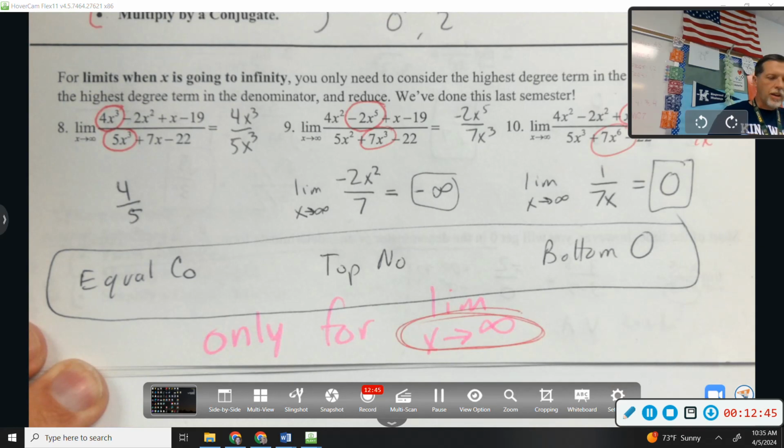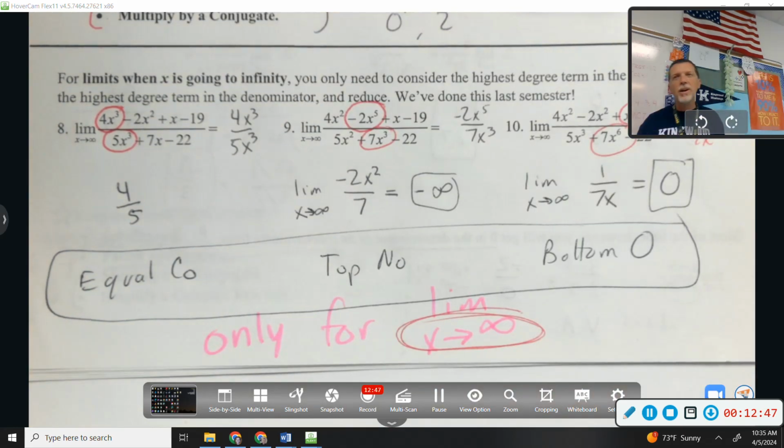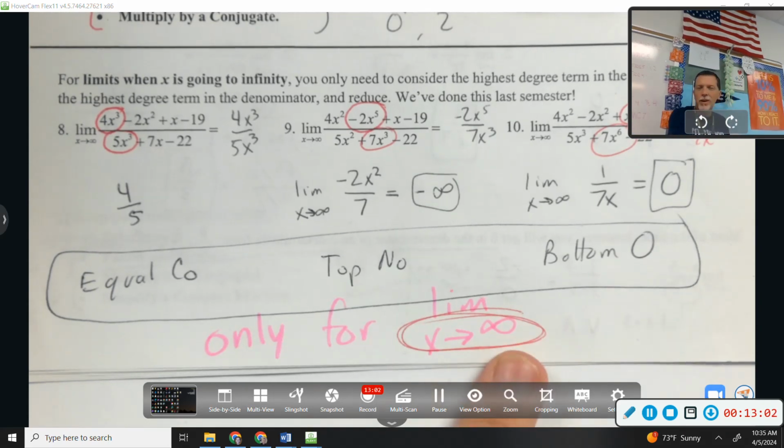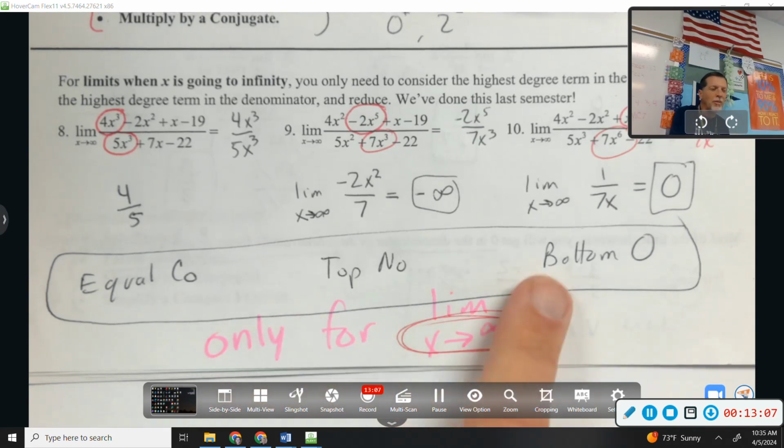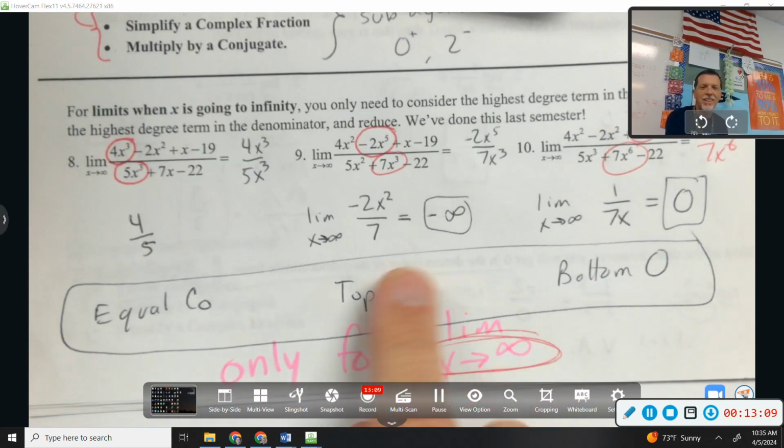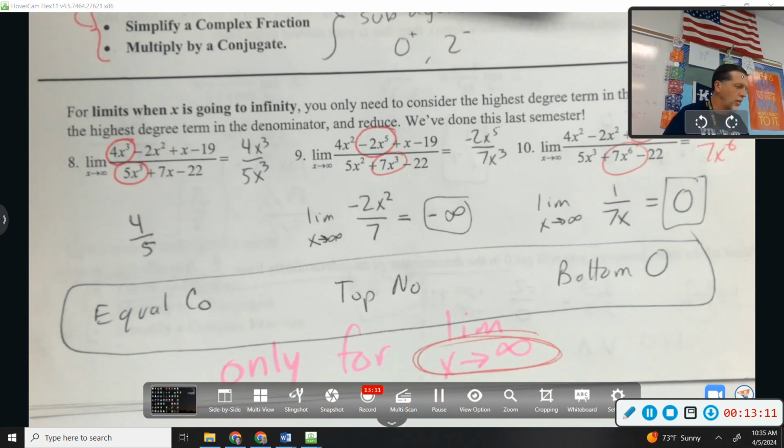Some people fall in love with top no, bottom O, equal co, and you can tell that they use it for everything. You're like, wait a minute, it's a nice saying and it's a great shortcut, but only for limits as x goes to infinity. So if you've got limit as x goes to 3, don't do this top no, bottom O equal co business. For that reason, I'm always hesitant to give that, because then people fall in love with it and use it when they shouldn't.